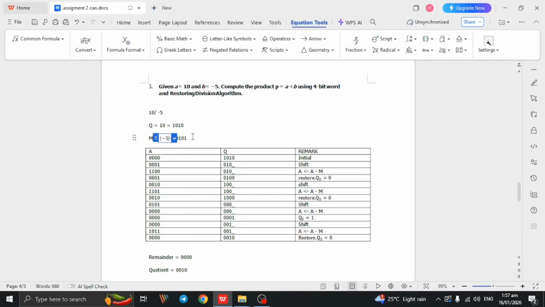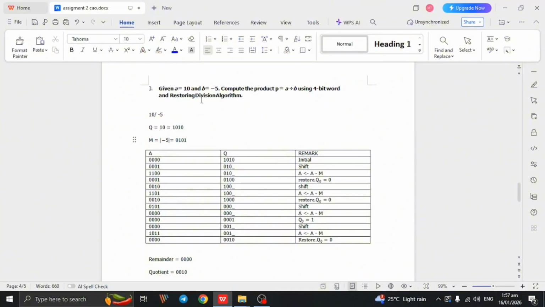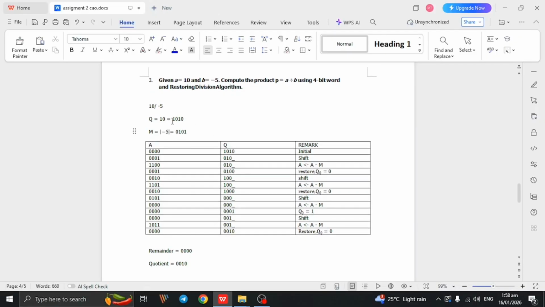we take the modulus, because in the restoring division algorithm we treat every negative number as a positive. So we just convert the 5 into binary, so it becomes 0101. Then we put it in the table in the initial value. A is 000, and q is 1010.